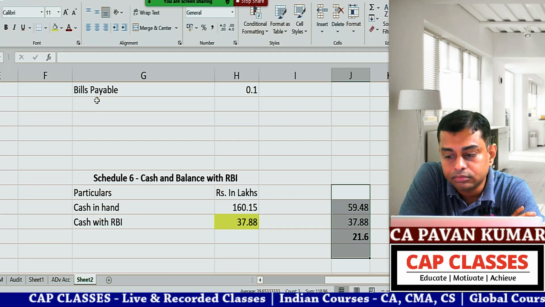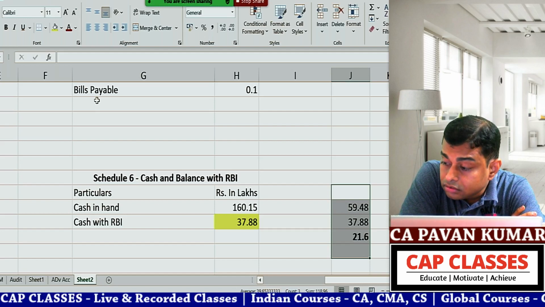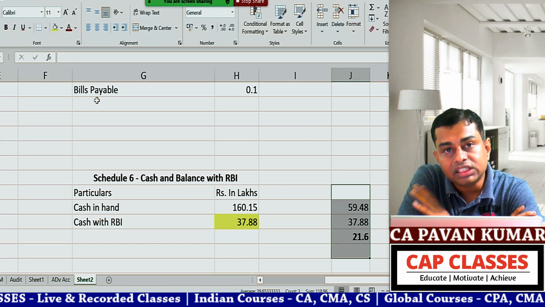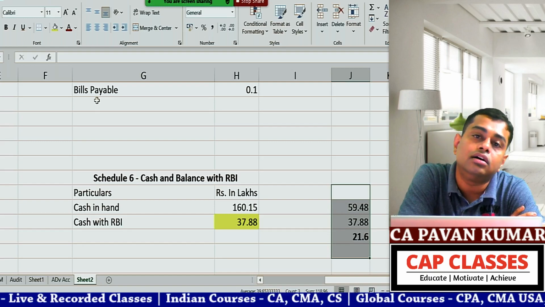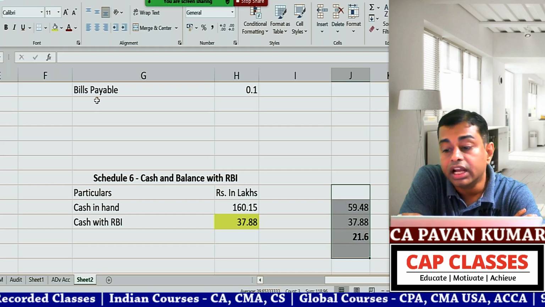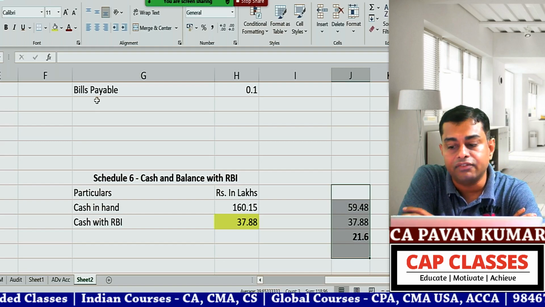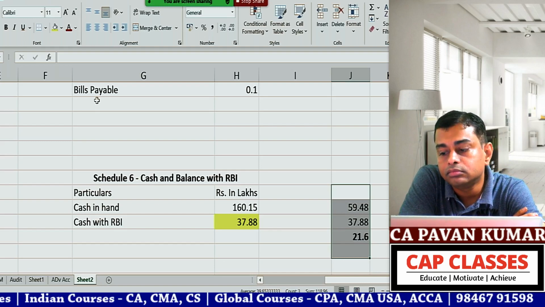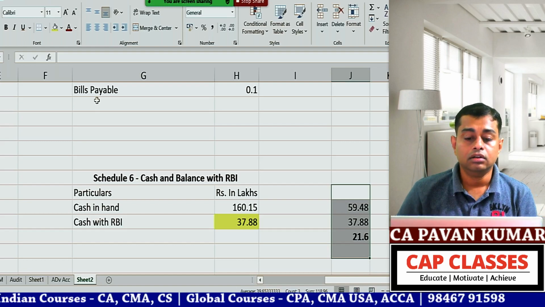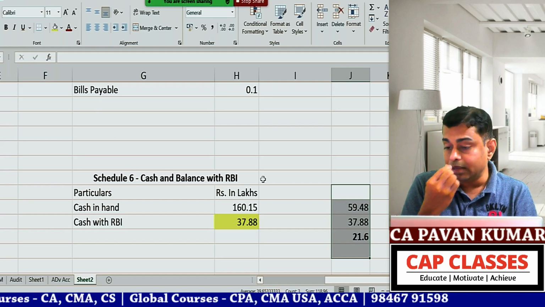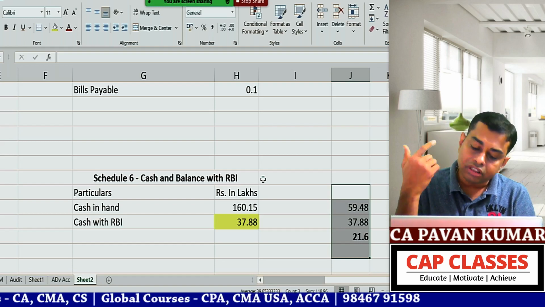How is it 4%? It is an RBI rule, 4% CRR, 18% SLR. That is the fixed rate. If any other rate is given in the question, you will take that. If nothing is given, you will take 4% and 18%. Okay. When that line comes again in the problem, I will explain it again.